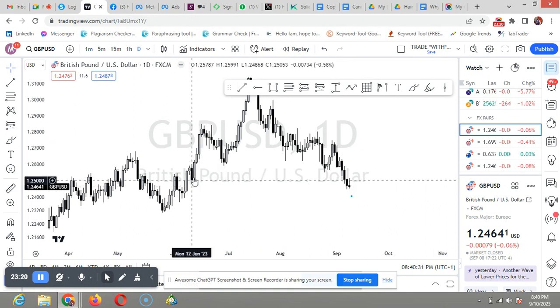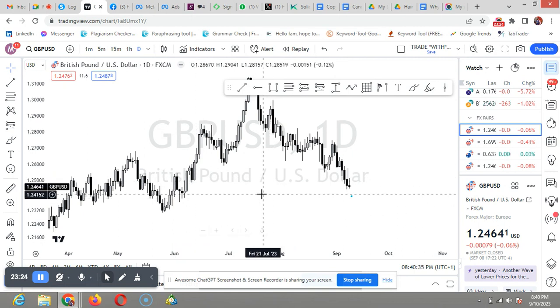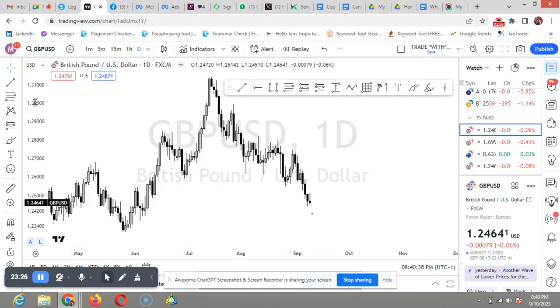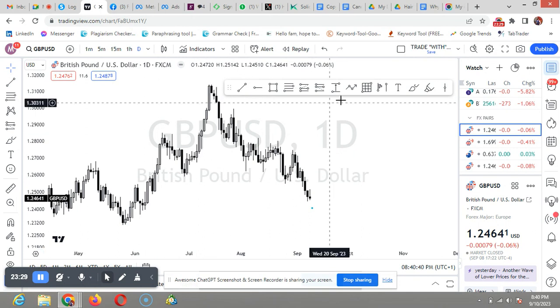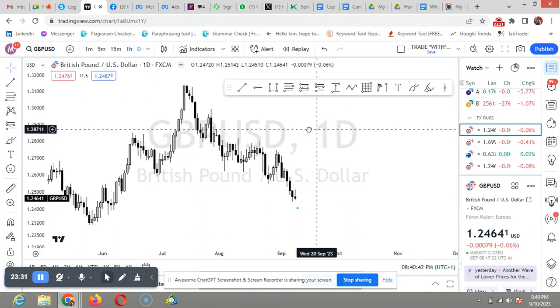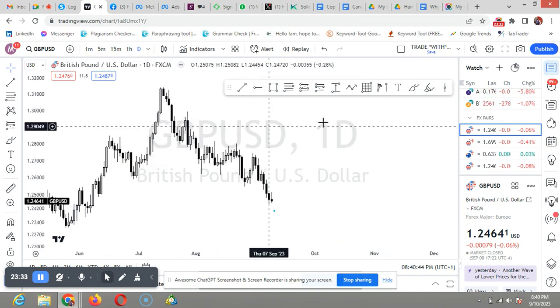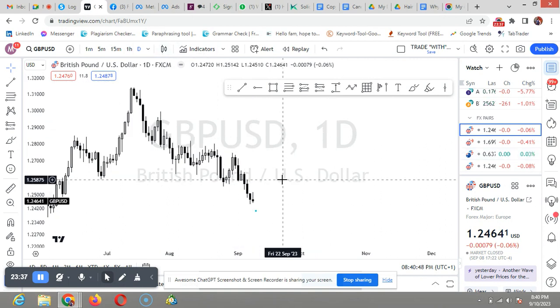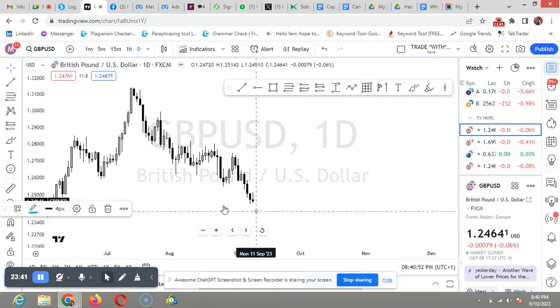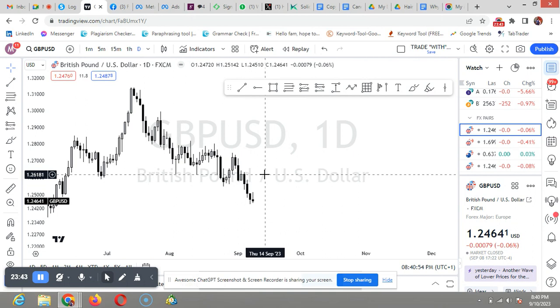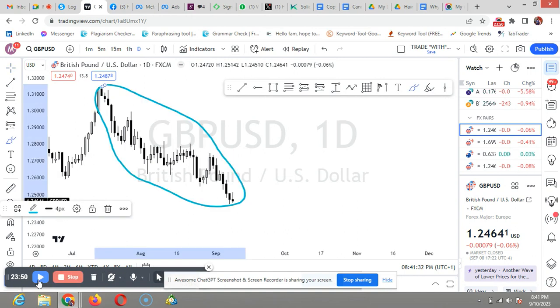Once you come here, your first job is to go to the daily time frame and see what candles are forming. All right, so you can see this. Let me take this back a little. So our focus is just to see how the candles are forming.